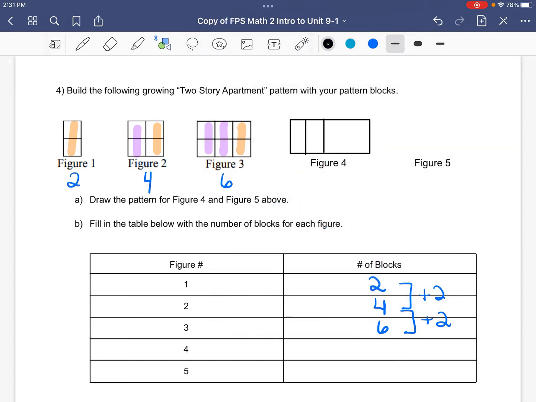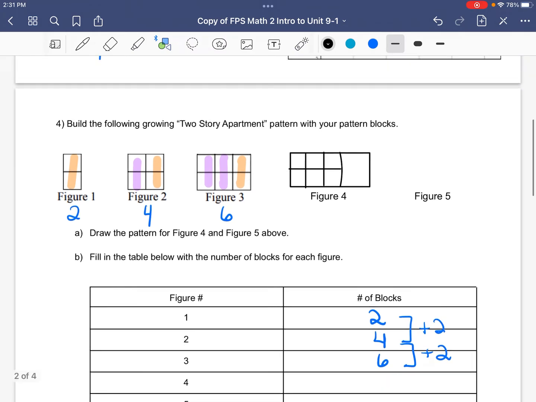So it's like I keep my previous figure, which was 6 blocks. And then I added 2. And maybe this isn't necessarily drawn to scale. So we're going to give ourselves some grace, try our best. But we can see what's happening here. So there's 8, which makes sense. And then you can see maybe figure 5 is going to have 10.